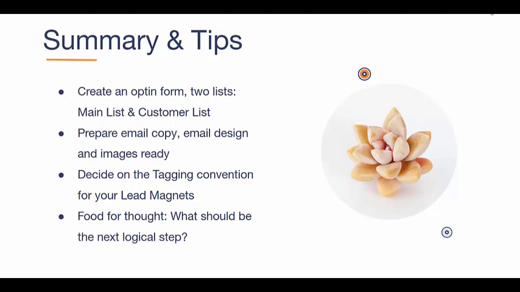Think about what type of email copy you want to have, what type of design you want for these emails, and also create any images if you need to inside Canva. One more thing we like to plan in advance is the tagging convention: what type of tagging convention you want to use inside ActiveCampaign and how you're going to track all these contacts coming into your database. And the last thing to think about is what the next logical step should be after they receive the welcome email. Will you be sending more emails? Something to think about.